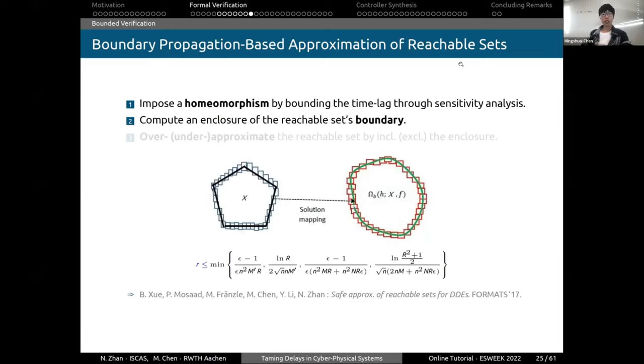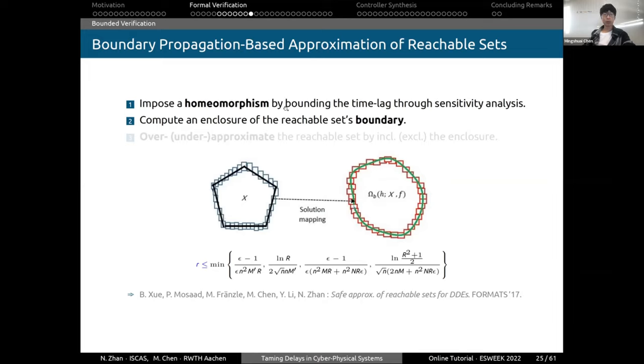This is also an extension from a method dealing with other differential equations. The general idea here is that we came up with a bound on the magnitude of delay r. I won't go into details of this bound, but the general idea is that if the delay in our model, r here, is no larger than such a bound, then our system has a very nice property called homeomorphism.